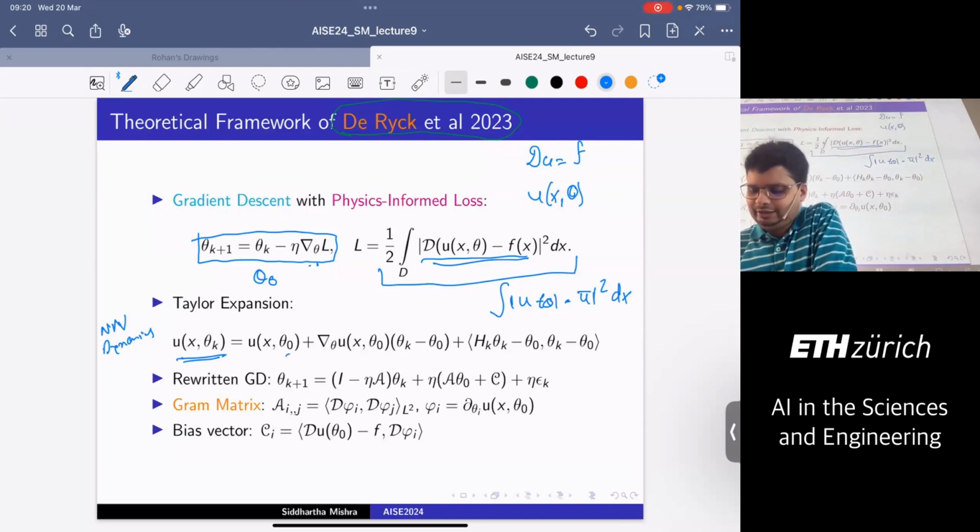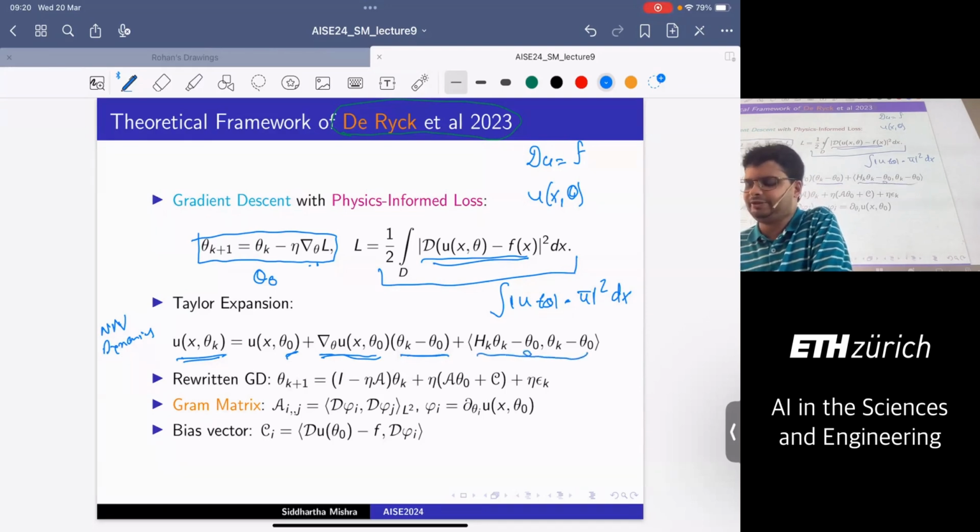So theta k is the value at theta 0 plus the gradient, of course. So the gradient with respect to theta. Remember, the gradient with respect to theta is an important quantity because it also comes in the loss function. Then the distance from the iterate. So this is the distance from the iterate. And then the remainder term.